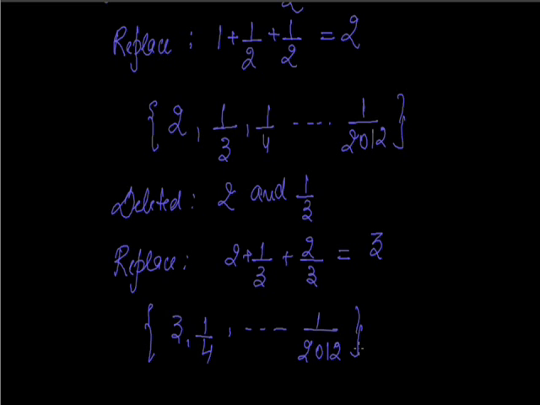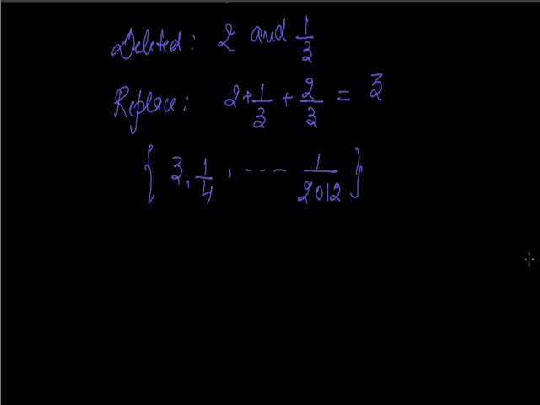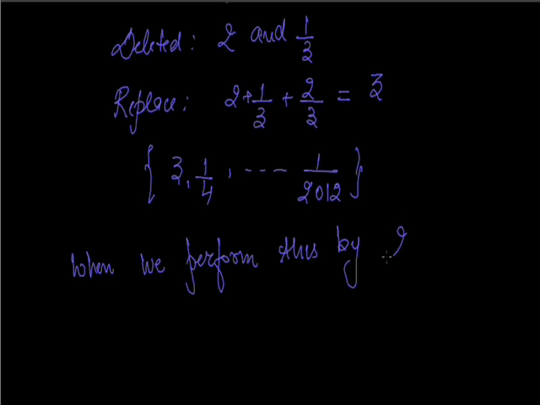What we are seeing is that the numbers come like 2, 3, and if we replace 3 and 1 by 4, it will come 4. We have to perform this operation for 2011 steps. When we perform this for 2011 steps, what number will we be left with?